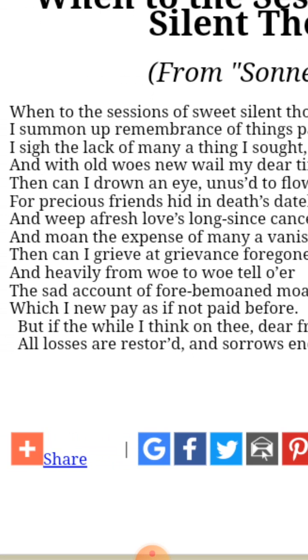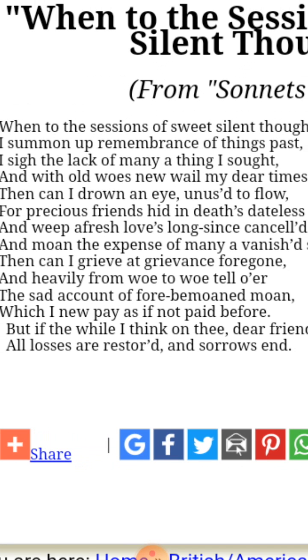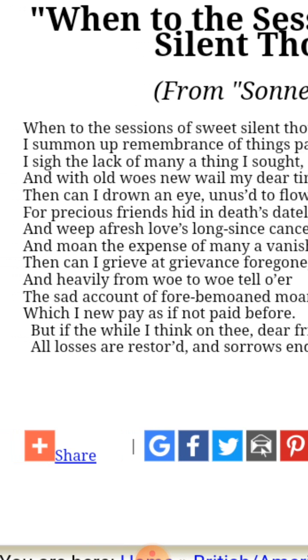But if the while I think on thee, dear friend, all losses are restored and sorrows end. Sorrows come to an end when I think of you, I think of your presence. So love wins at last. However, there were many sorrows in the past with the poet, but these sorrows and pains and griefs all come to an end when he remembers his friend.